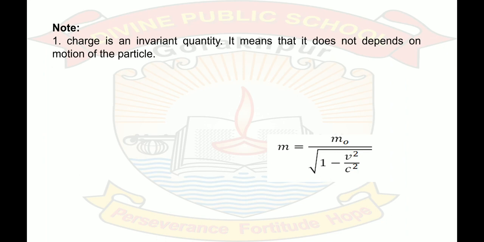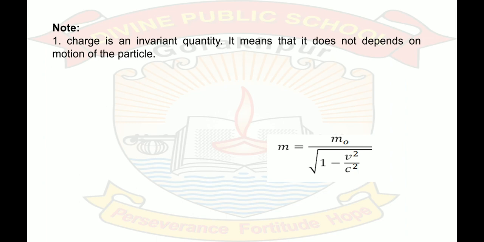In our day-to-day life, v is very much less than c. The speed of the object is very much less than the speed of light, and because of that v²/c² becomes almost 0, and m becomes equal to m0. But for very small particles, a velocity comparable to the speed of light can be achieved. Then m starts varying with increasing velocity. If v is equal to c, then m becomes infinity.